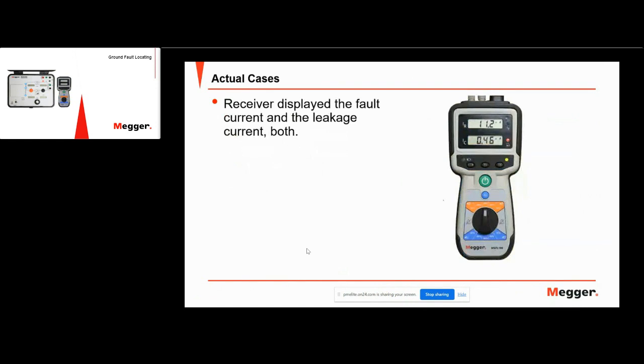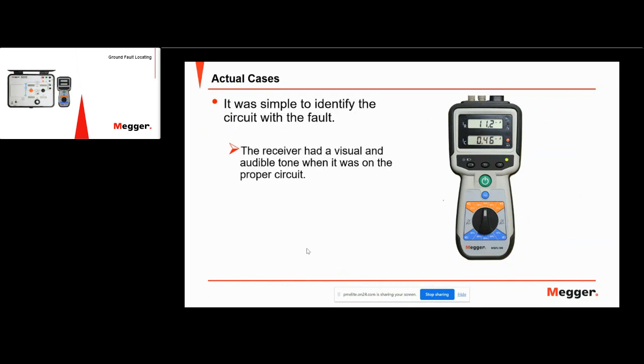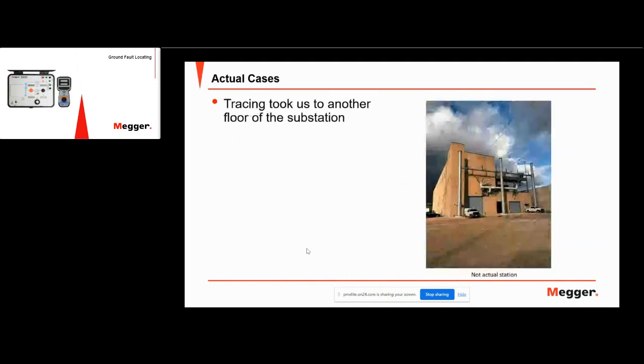So again, we just saw it right on the top display, and in fact, the unit alarmed when it was on that circuit. So it actually alarmed and said this is the circuit that has the real fault. It was very simple to identify. So we had a visual and audible tone that came out.